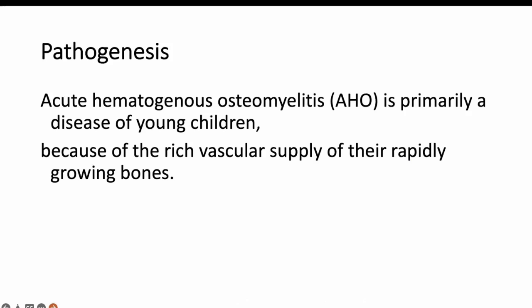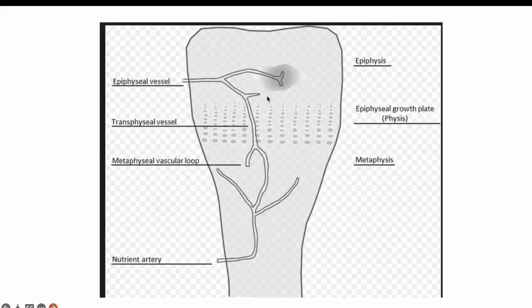So we chat a little bit about the pathogenesis. It usually comes from the nutrient artery. The organism enters the bone marrow from the nutrient artery and replicates till it reaches the metaphysis. And in a certain age group, it will stop here in the metaphysis because of the growth plate.